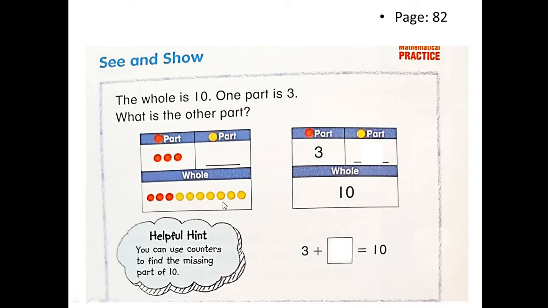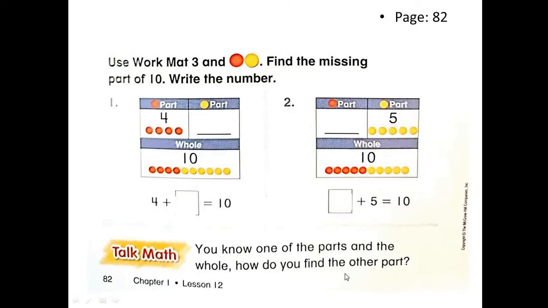Can you count these ones? 1, 2, 3, 4, 5, 6, 7. So we have 7 yellow circles in the second part. Excellent. Now we have in the first part 3 and in the second part 7. When we add them together, we will get 10 as a whole. Okay, so we will write here 3 plus 7. Excellent. Let's see the next example.